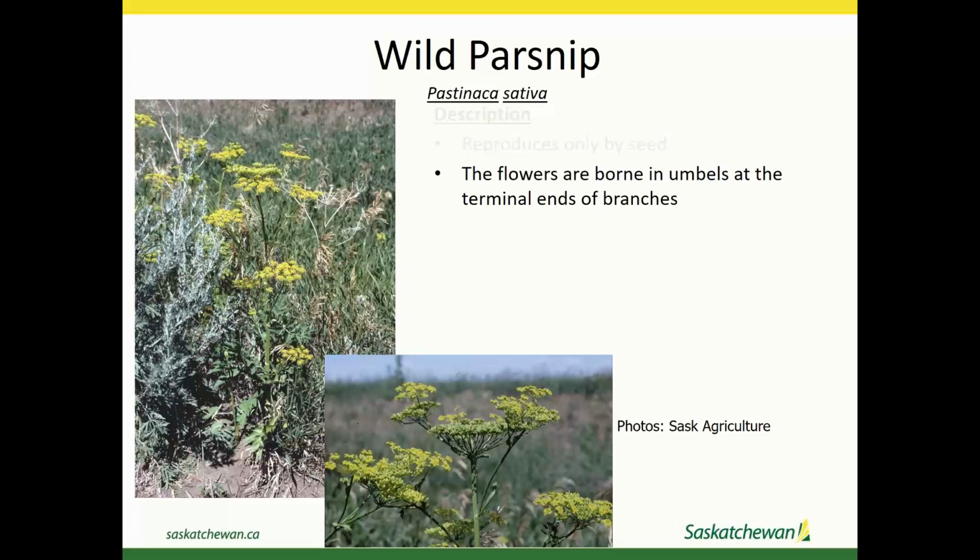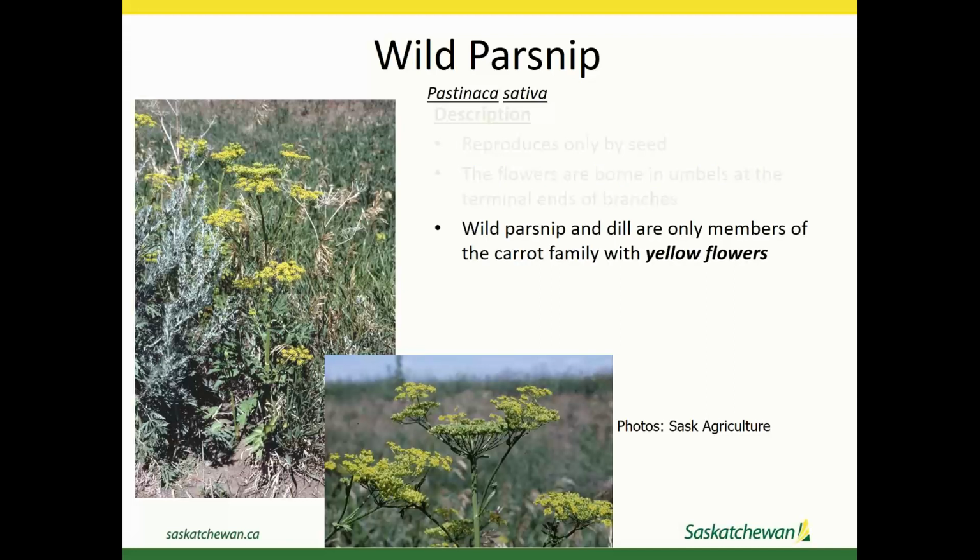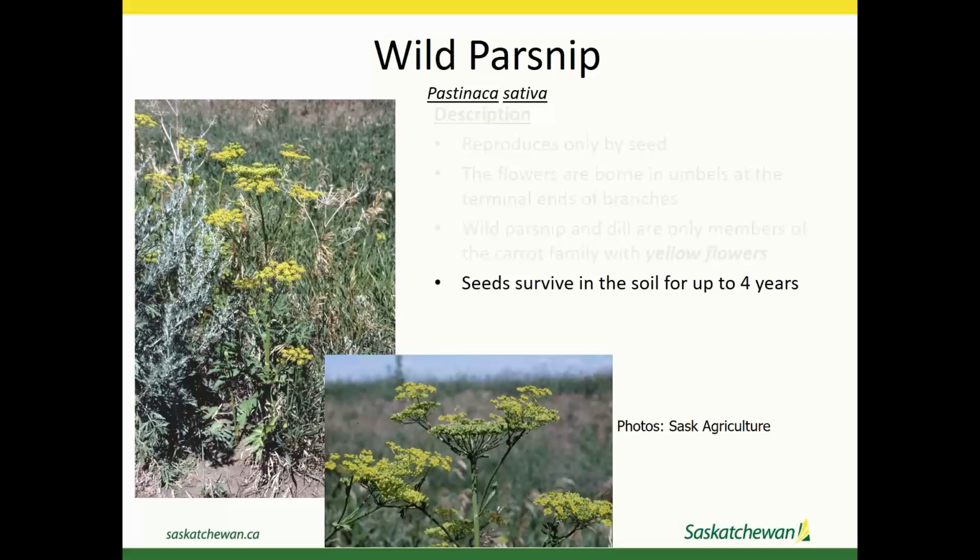Flowers are borne in umbrella-shaped structures at the top of the plants and at the ends of branches. And wild parsnip and dill are the only 2 members of the carrot family with yellow flowers, and so that's a key identifying feature of this. So if you've got something that looks like a carrot and has yellow flowers, you've either got dill, which has really lacy leaves, or you've got wild parsnip that has fairly substantial leaves to it. Seeds survive in the soil for a period of time.